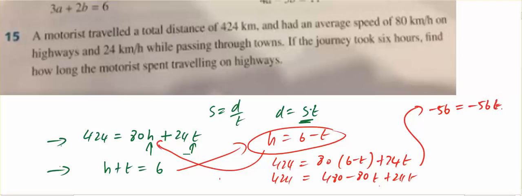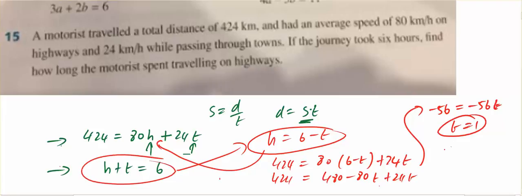And you'll notice how it will work out nicely. So t equals 1. Now t is not the value we want, because we want to find how long the motorist spent on highway. So all we have to do is just sub it back into the simplest equation, which is this one. So h plus t, which is 1 in this case, equals 6, h equals 5. And we know that our units are in hours, so it took him 5 hours on highways.